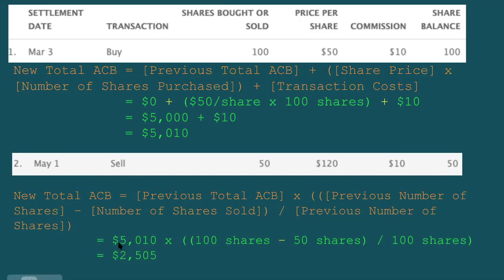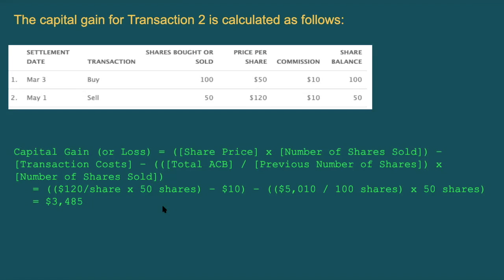So the new total ACB equals the previous total ACB. So this was the previous total ACB, so that gets plugged in there. There's a minus multiplication sign. And if you were doing this on a spreadsheet, you would need to put things in brackets so the operations take place in the correct order. We multiplied the previous number of shares, so the previous number was 100 shares. We minus the number of shares sold, which was 50. We divide by the number of previous shares, which was 100, and we get a number of $2,505.